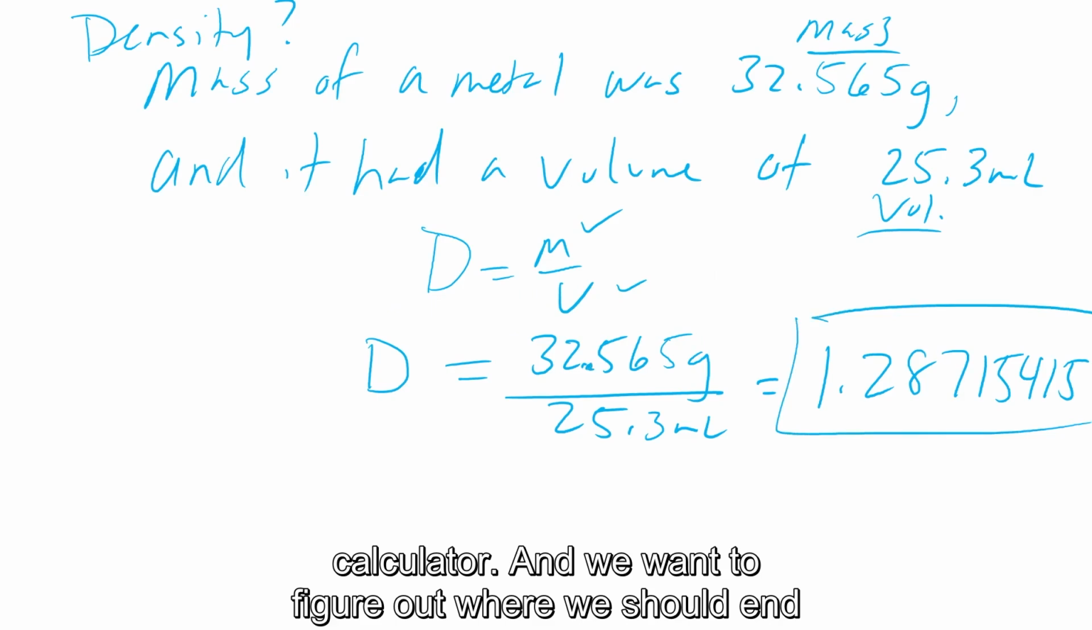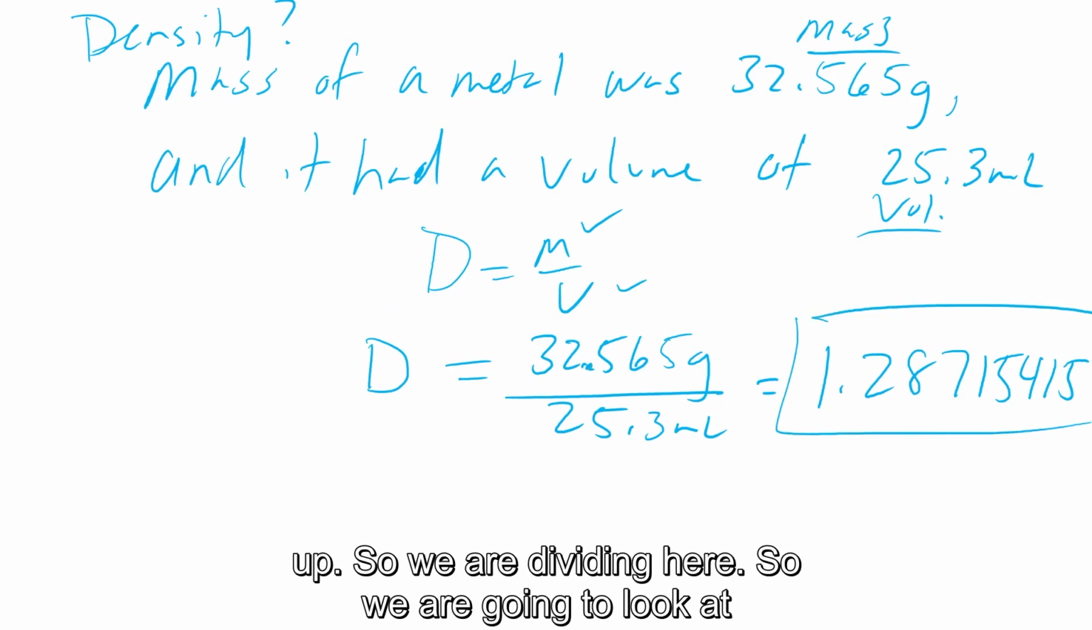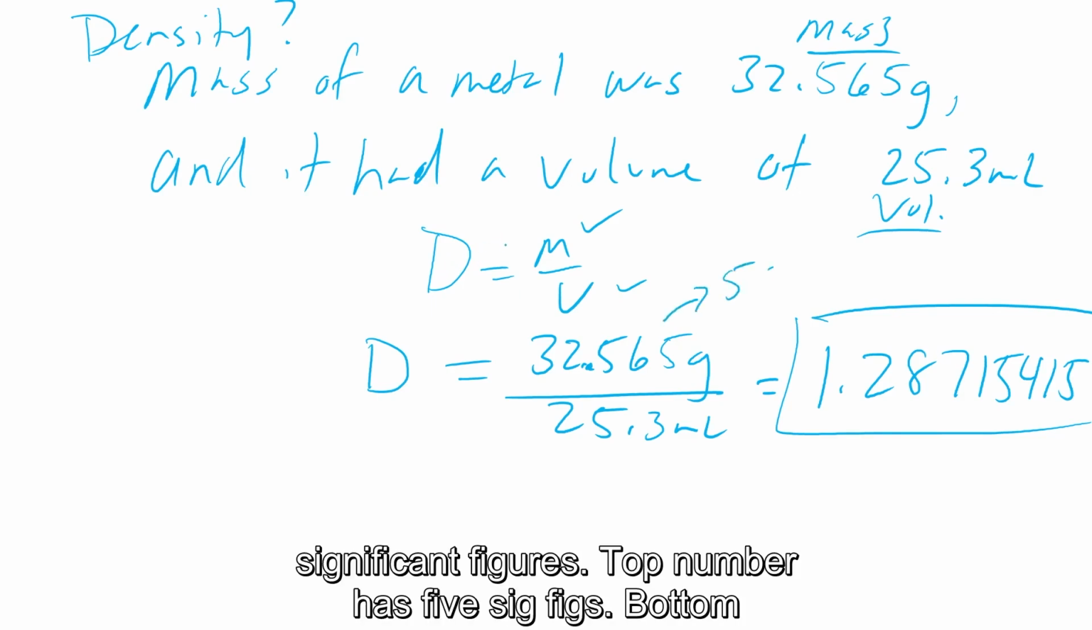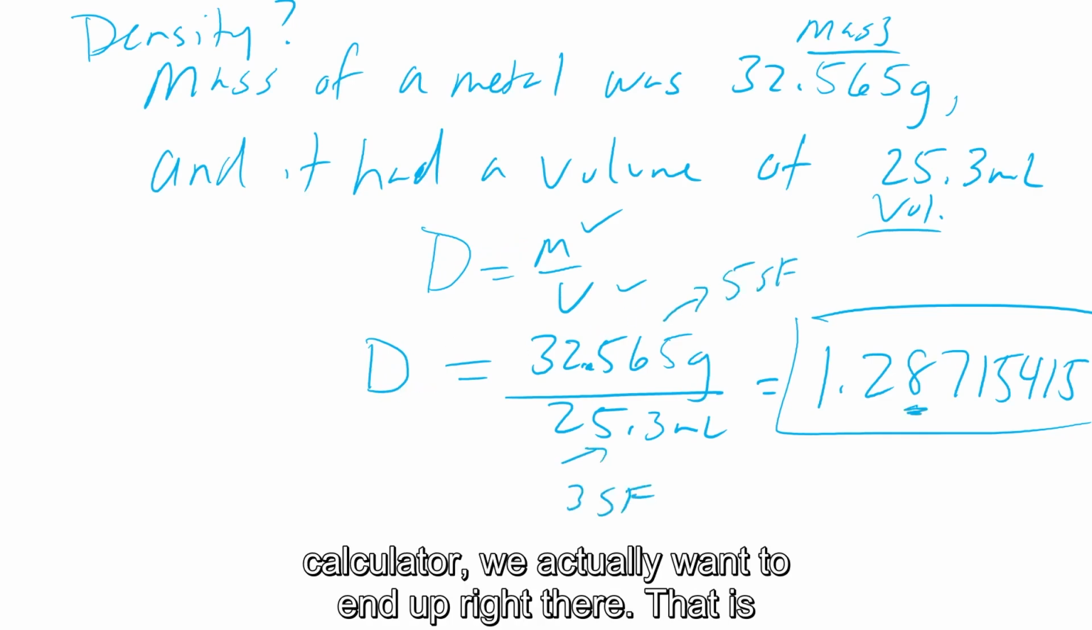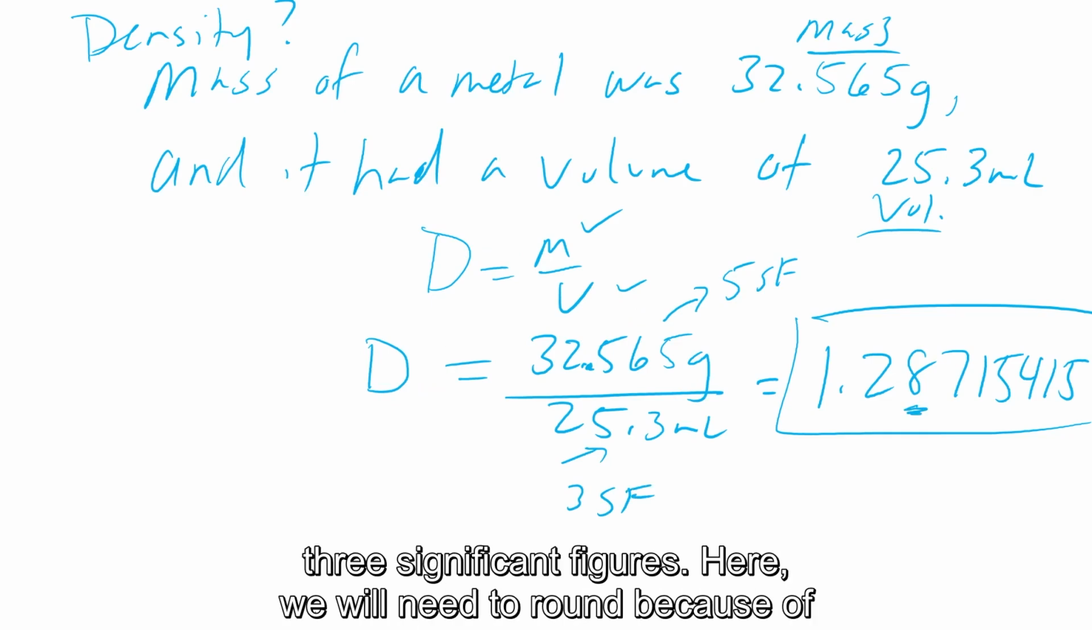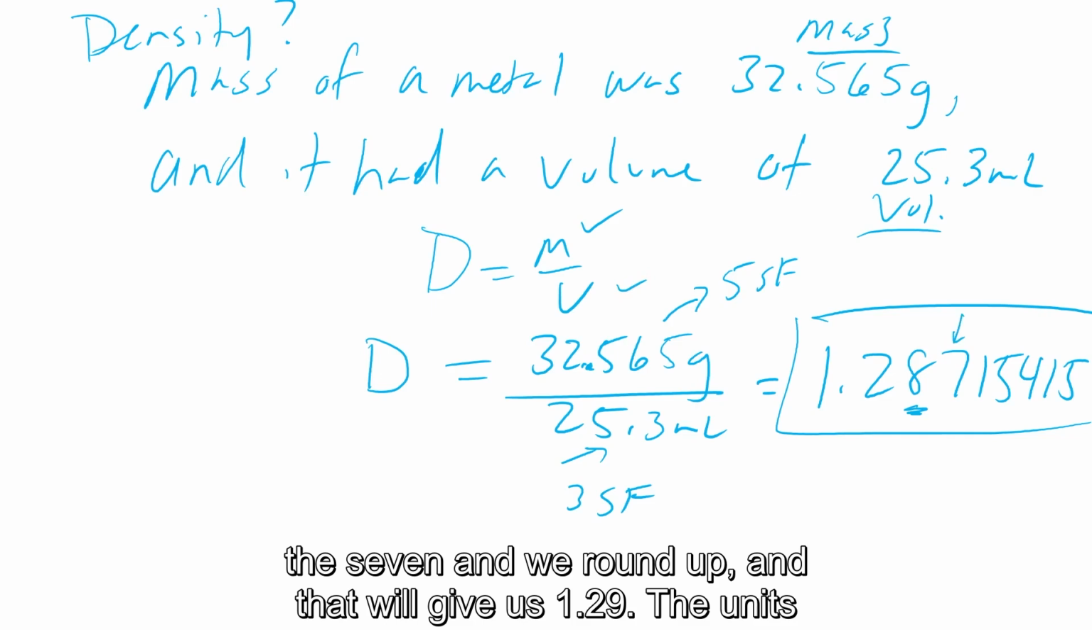And we want to figure out where we should end up. So we are dividing here, so we are going to look at significant figures. The top number has 5 sig figs. The bottom number has 3 sig figs. That means when we look at our calculator, we actually want to end up right there. That is 3 significant figures. Here we will need to round because of the 7, and we're going to round up. And that will give us 1.29.